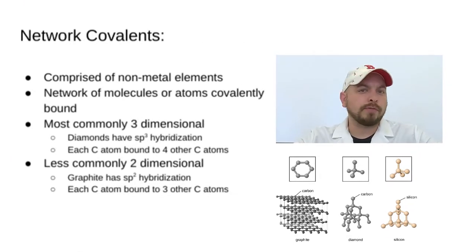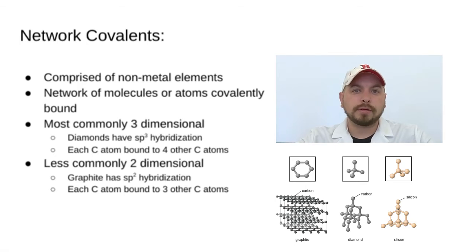We're going to start by looking at network covalents. Network covalent compounds are those that are comprised of non-metal elements, which are covalently bound into a network. So it's not as simple as a single molecule, but instead is a network of atoms covalently bound amongst each other. In many cases, this could be a three-dimensional system. So diamond, for example, is a three-dimensional network covalent of carbon atoms, but it doesn't have to be three-dimensional. For example, graphite is a two-dimensional network of carbon atoms.